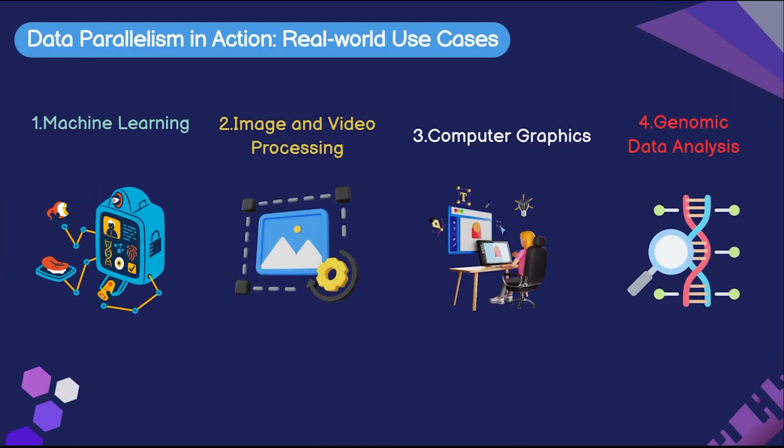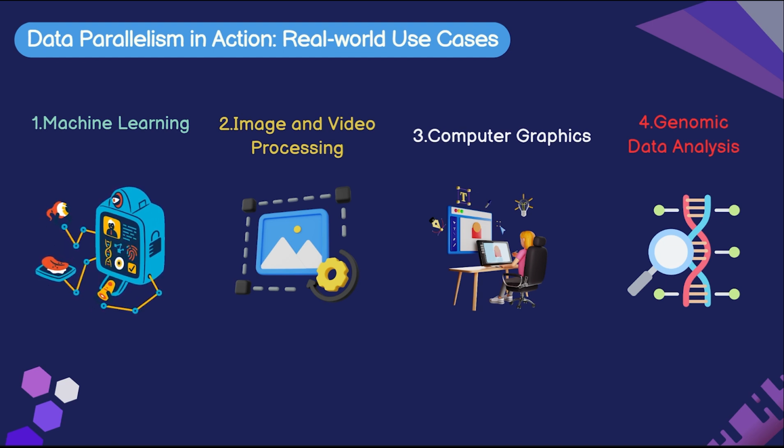Now we will see how data driven parallelism is used in real world scenarios. In machine learning, training large models on massive data sets involves performing similar computations on different subsets of the data. Data driven parallelism is commonly used in distributed training frameworks where each processing unit works on a portion of the dataset simultaneously, that means at the same time, which increases the speed of the training process.